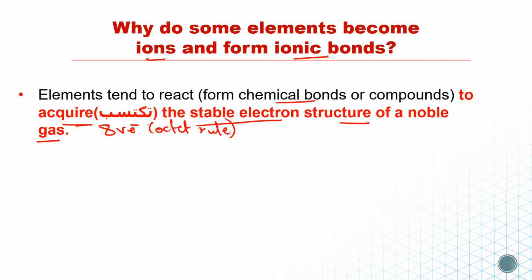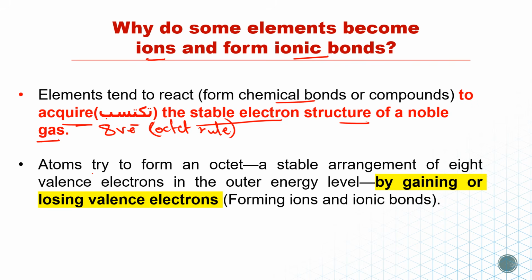هدف الذرات في الحياة يكون عندها 8 valence electrons عشان تصبح سعيدة and stable, مستقرة. Okay? So atoms try to form an octet stable arrangement of 8 valence electrons in the outer energy level by gaining or losing valence electrons, so forming ions. So that's why atoms form ions, because they want to become happy. They want to have 8 valence electrons.